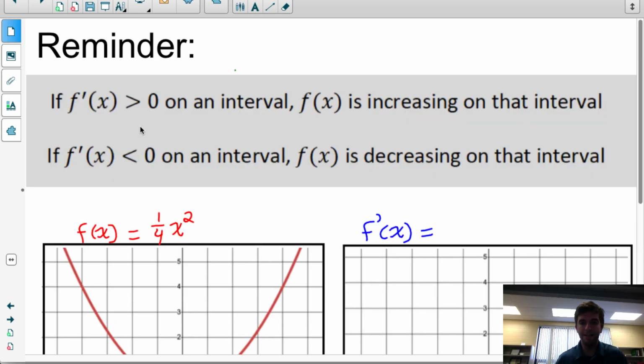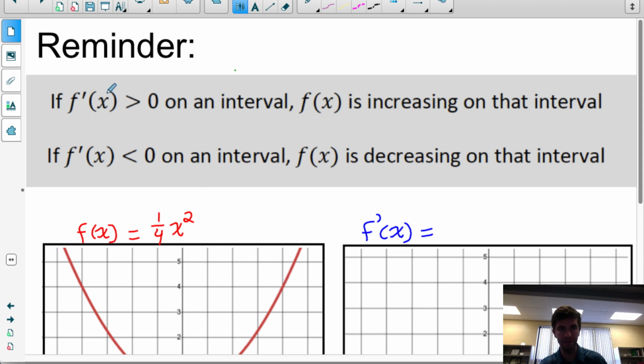So before we can use the first derivative test to find local max and min points of a function, I need to remind you about how the derivative tells you whether the original function is increasing or decreasing. So let's take a look at this rule here. If f prime of x is greater than 0 on an interval, that tells us that f of x is increasing on that same interval.